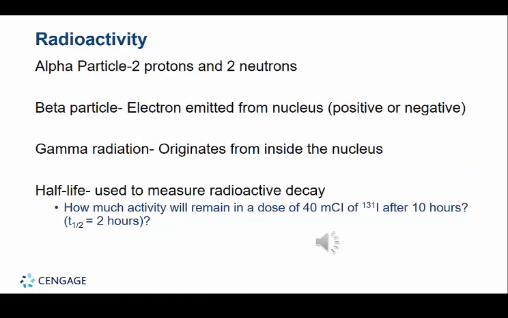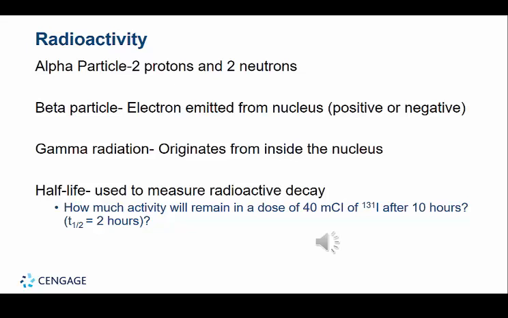Alpha particles, beta particles, and gamma radiation are all emitted during radioactive decay. Alpha particles are positive, containing 2 protons and 2 neutrons. Alpha particles can only be damaging when internal contamination occurs. That would be if an alpha particle was inhaled, ingested, or injected. Beta particles are a type of electron emitted from the nucleus, and these can actually be positive or negative. Gamma radiation is a type of electromagnetic radiation that originates from inside the nucleus.